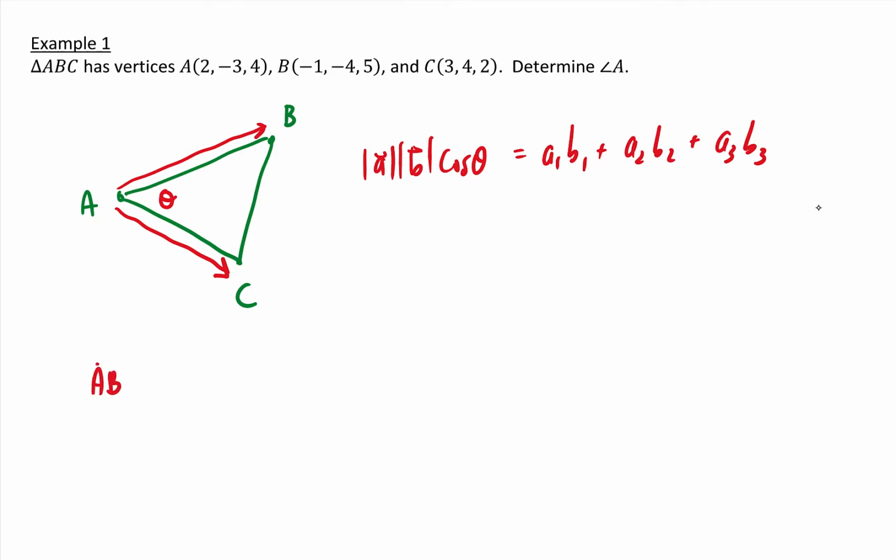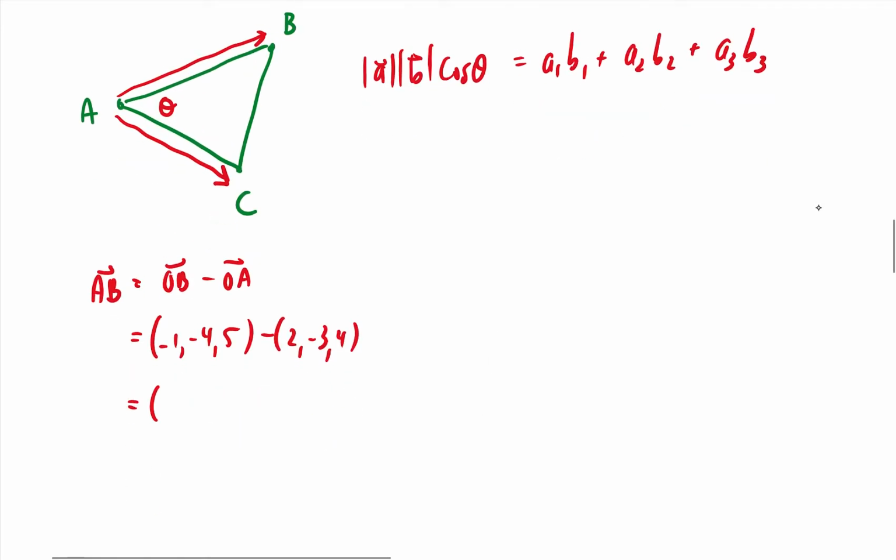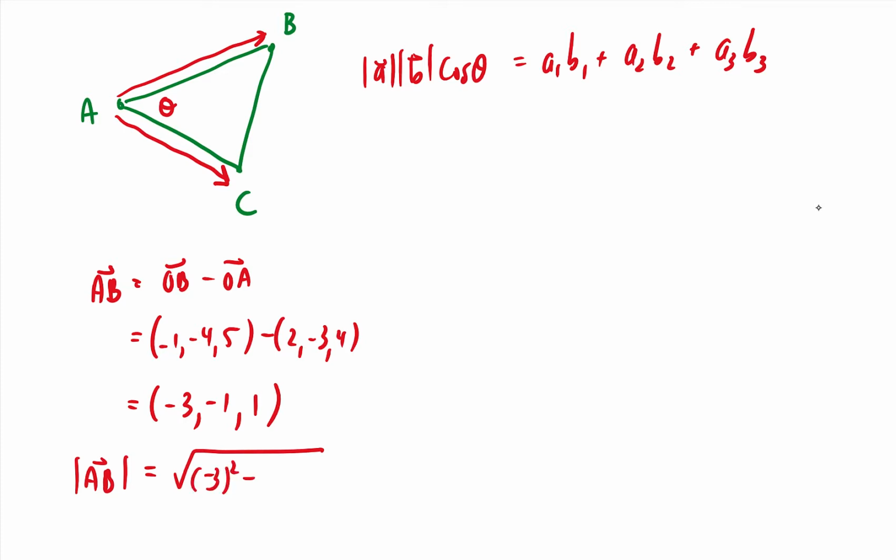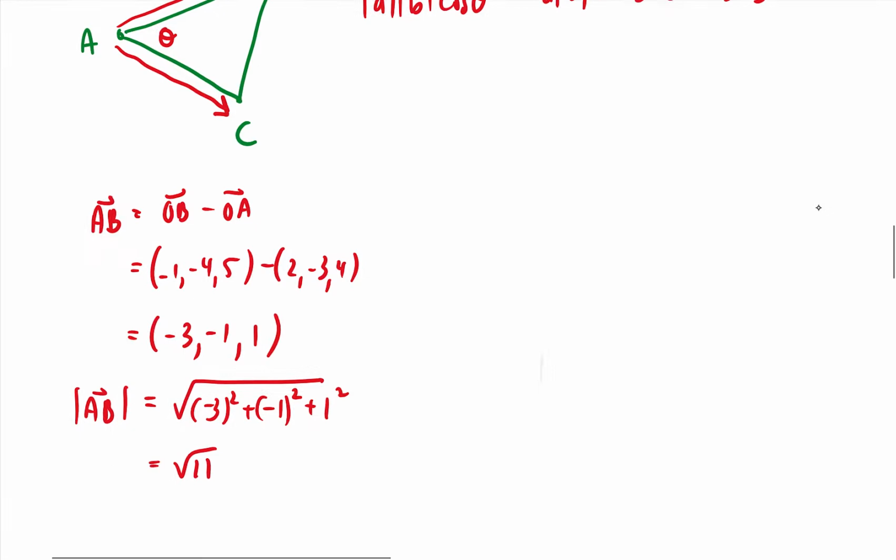So let's start with vector AB. Remember that is OB minus OA. So in this example, that's (-1, -4, 5) minus (2, -3, 4), which tells us that vector AB has components (-3, -1, 1). And if I want the magnitude of vector AB, remember that is just the square root of (-3) squared plus (-1) squared plus 1 squared. And that tells us that the magnitude is equal to the square root of 11.